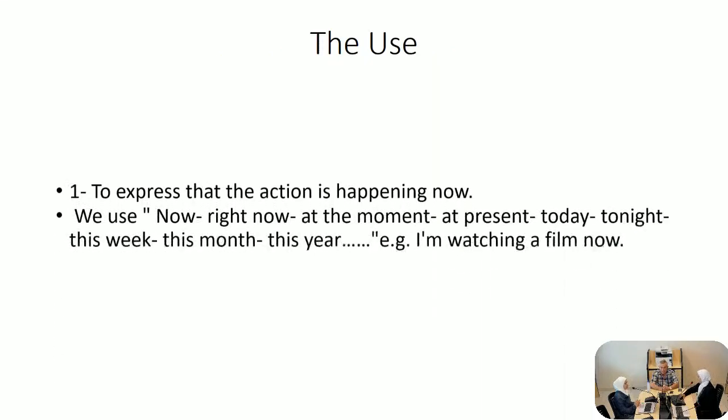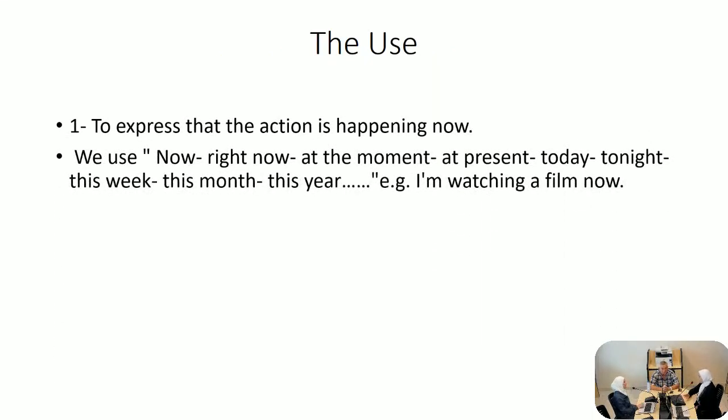The use. Miss Safa, continue, please. To express that the action is happening now. So the main use of the present continuous tense is to show that the action is happening at the moment of speaking. We use now, right now, at the moment, or at present, today, tonight, this week, this month, or this year. For example, I'm watching a film now.